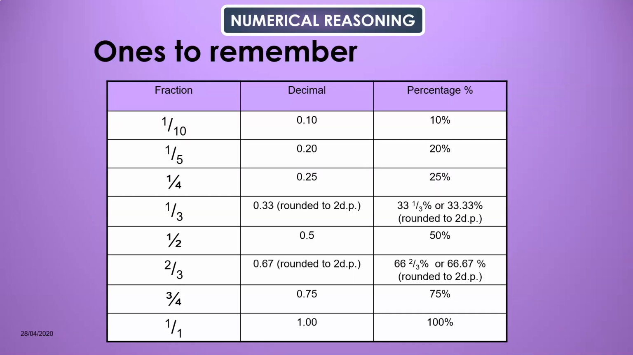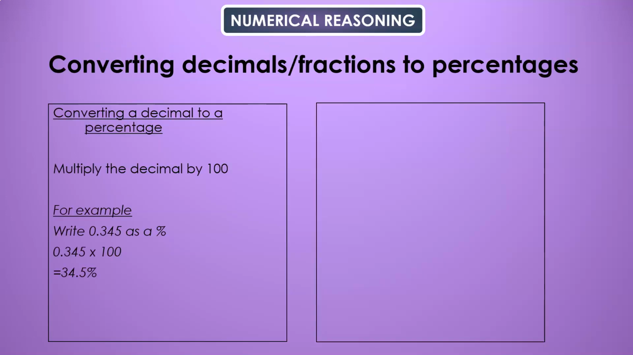So these are some key ones that you should remember. So looking at 10% is 0.1, and you can kind of see how they're linked already. 25%, 0.25 is a quarter, and so on and so on. But they're the ones you should know without even having to calculate. But if you do, then that's not an issue as well.